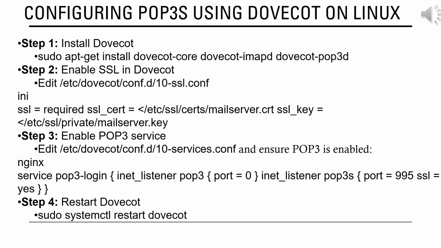For step three, you want to enable the POP3 service. So you also want to use a code that edits it as well, and this will get the job done as far as enabling the POP3 service. And then for step four, you want to restart Dovecot. So you want to use the sudo restart Dovecot command, that way it restarts.